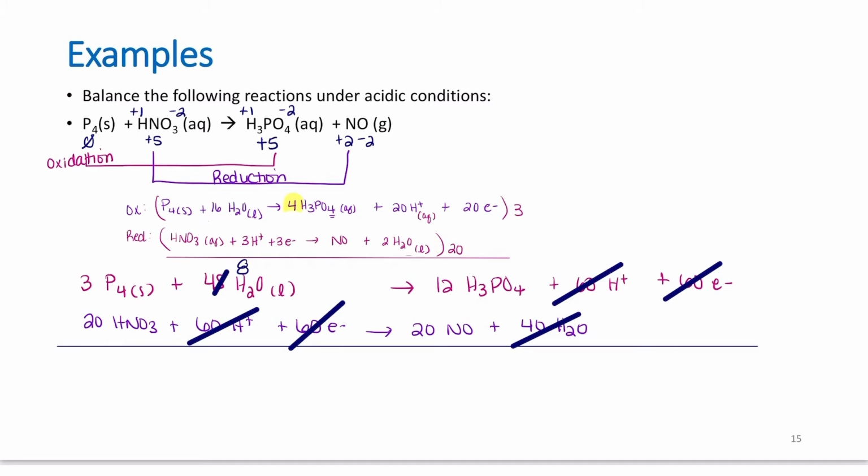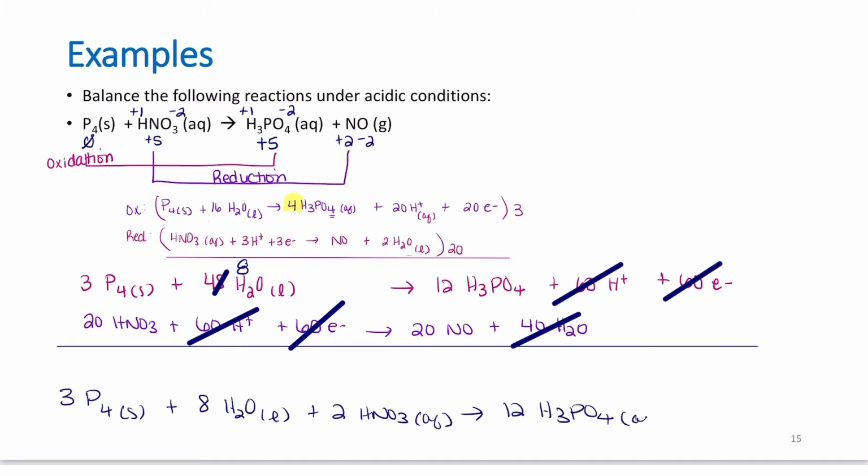Everything else remains constant. The ending result is 3 P4 solid, 8 waters, and 20 HNO3. It's going to give me 12 H3PO4 and 20 NO gas. This is your overall balanced redox reaction.